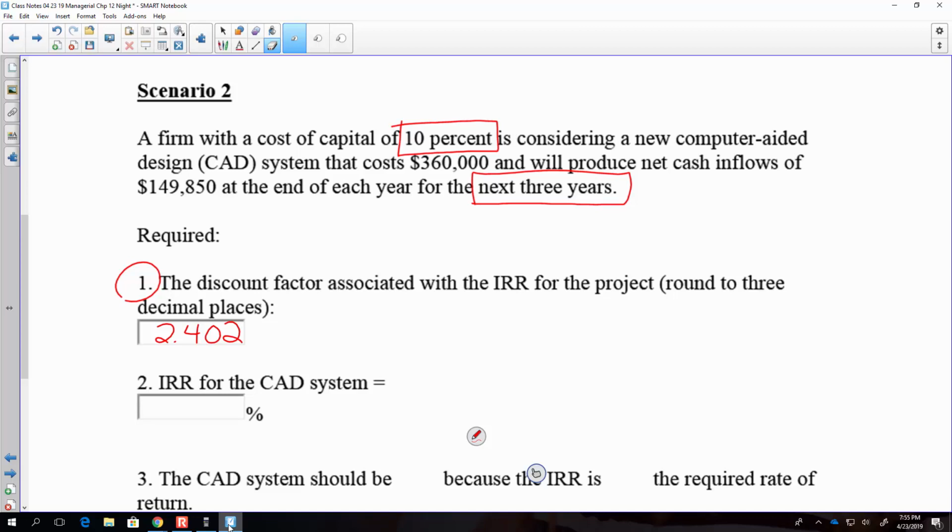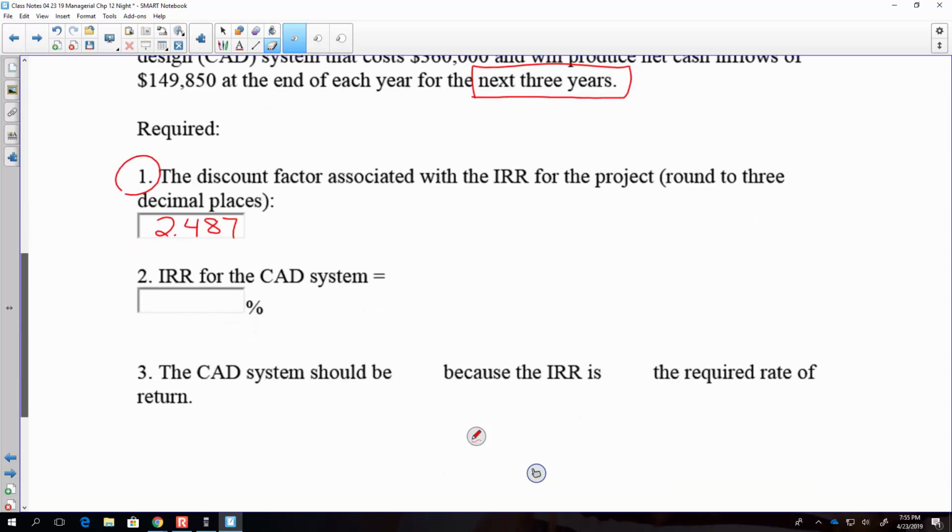Sean, did you see that? You picked the wrong column. So it's 2.487, huh? Is that right? Yeah. It's an annuity. What's the internal rate of return though? How do I get that percentage? It's an even cash flow.